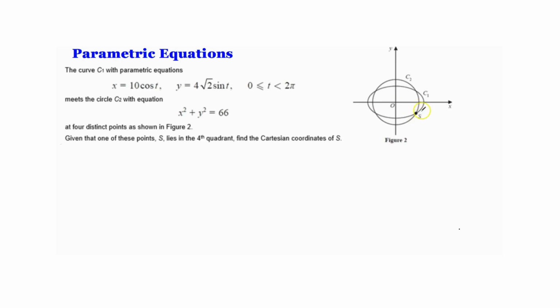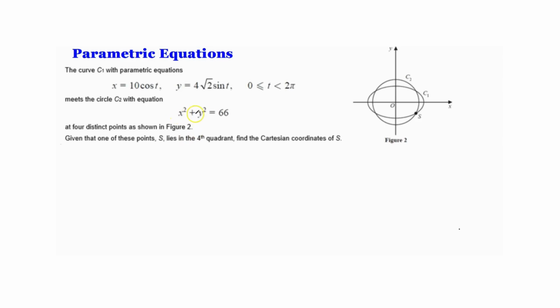Now this is the most important point we need to focus our attention on, because we want to find the Cartesian coordinate here in the fourth quadrant. How do we do that? Well, we have to first find the value of t, and then we can substitute that value into the equation here to get the Cartesian coordinate. Well, how do we do that?